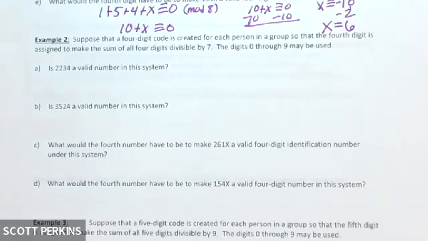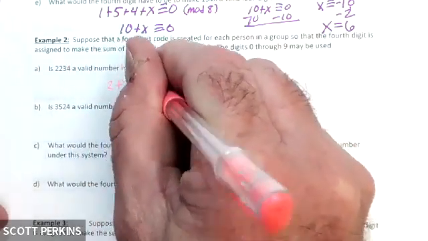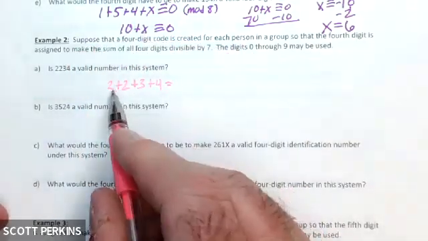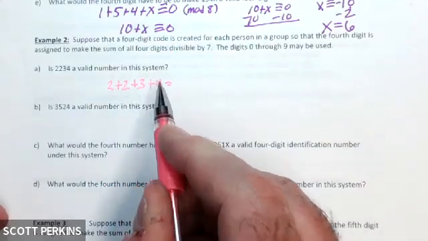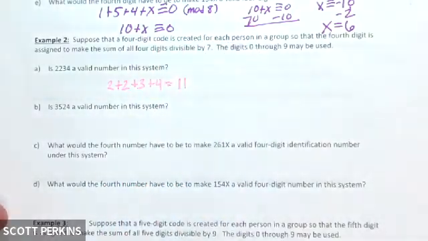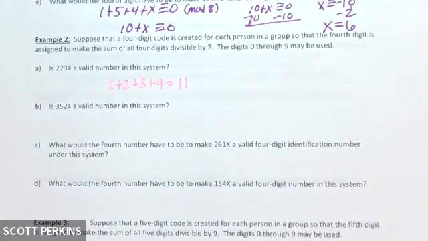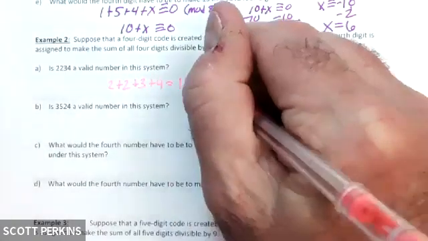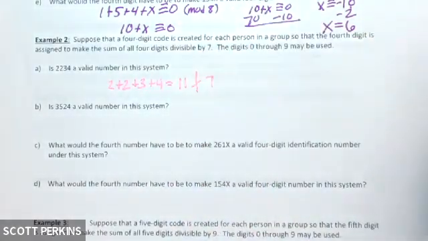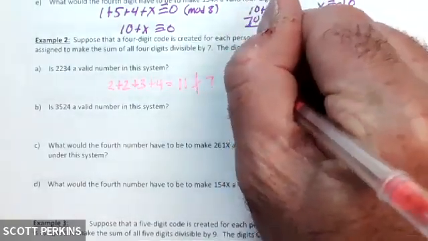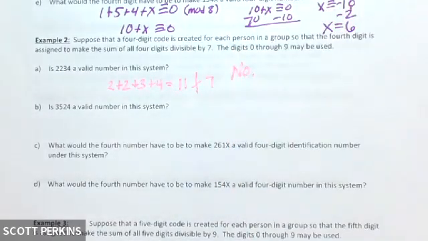So for the A problem, we've got 2 plus 2 plus 3 plus 4. 2 plus 2 is 4, plus 3 is 7, plus 4 is 11. Is 11 divisible by 7? Nope. So the answer to this one is that would not be a legitimate code according to this system.